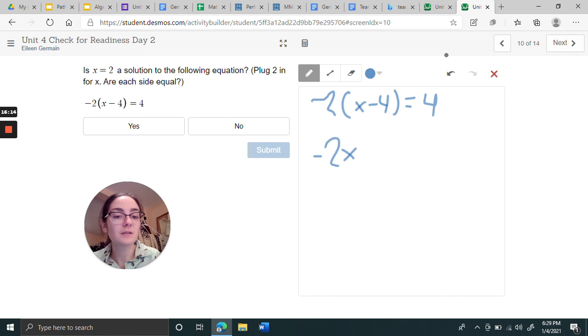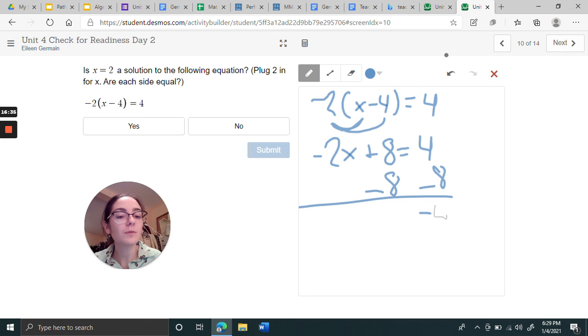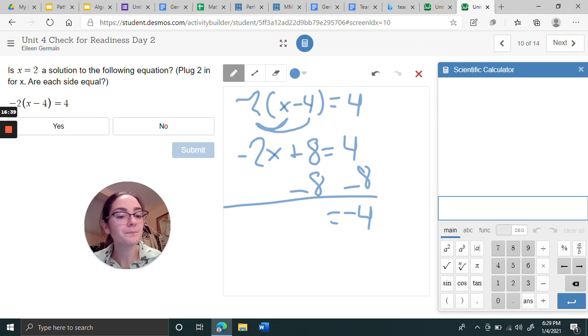-2x, okay, -2 times -4 gets me a +8 is equal to 4. We need to get this x isolated, so we're going to do the opposite of add 8, which is subtract 8. You're right. Nice job. When we do that, we get a -4. I can check that using my calculator here. 4 minus 8 is equal to -4.